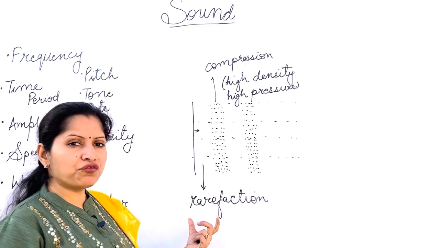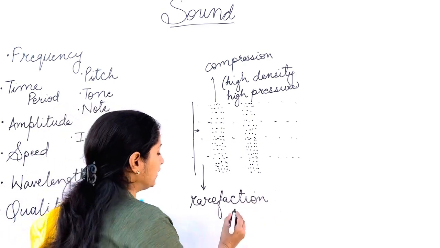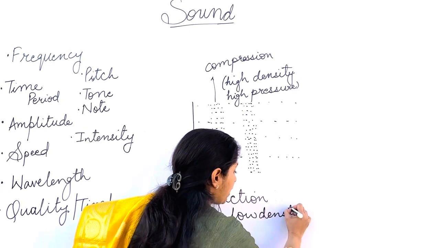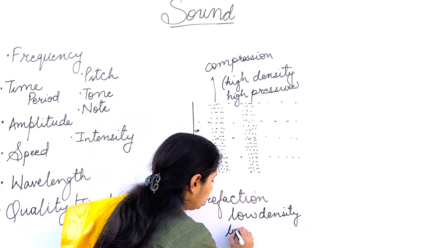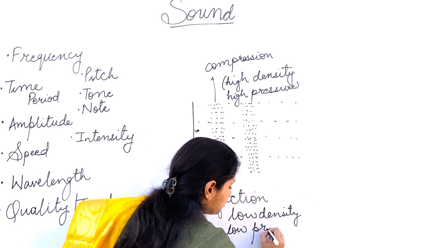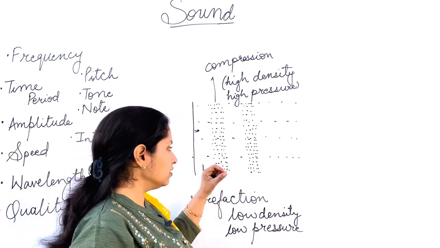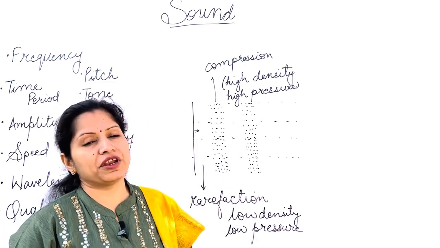But in the area of rarefaction, what will be there? There will be low density because the number of particles is less, and low pressure also because the number of particles is less, so there is not much pressure in that area. So this is the area of low pressure.